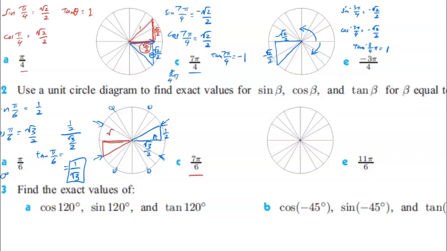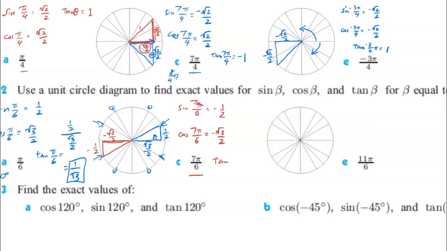The long side would be negative square root of 3 over 2. It's pointing in the left direction, so it'd be negative square root of 3 over 2. The short side would be 1/2. It is pointing down, so it'd be negative 1/2. So the sine value of 7 pi over 6 would be negative 1/2 because it's the y-coordinate. And then the cosine value of 7 pi over 6 would be negative square root of 3 over 2 because it's the x-coordinate. Finally, the tangent value.